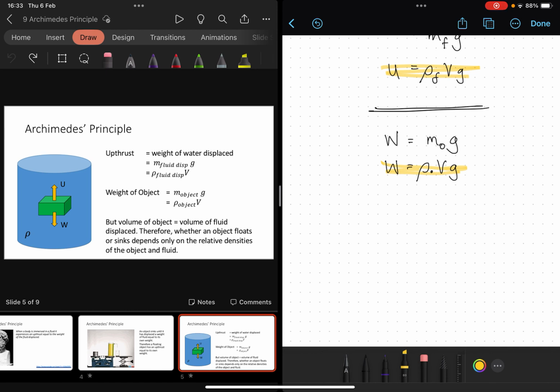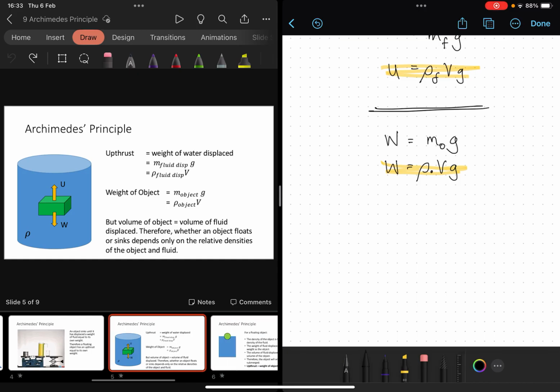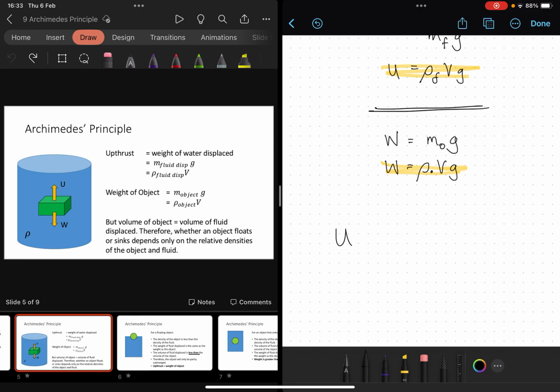Whether an object floats or sinks then is all dependent on density. Why am I saying that? Because if an object is floating, then presumably upthrust and weight are equal to each other. In other words, rho F V g is rho object V g. The g's cancel out, the volumes of the objects are the same, and that's telling you then that those two densities are identical to each other.